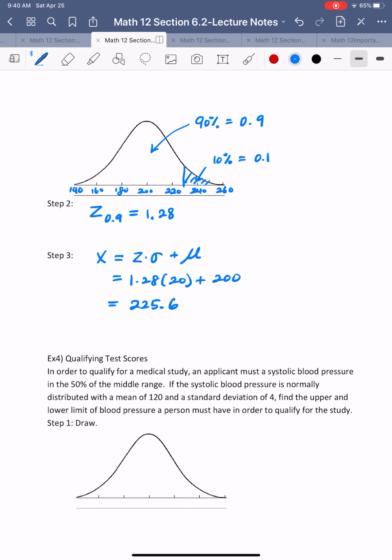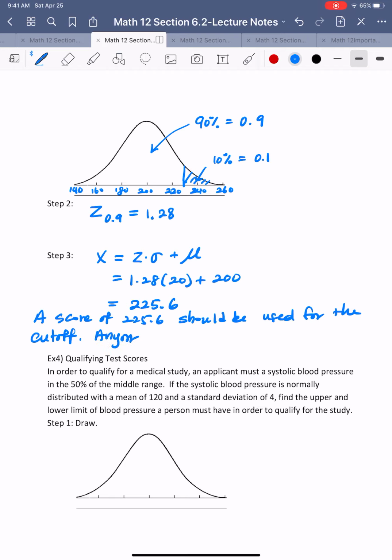So what conclusions can we get? The conclusion is that a score of 225.6 should be used for the cutoff. Anyone scoring 225.6 or higher qualifies for the academy.